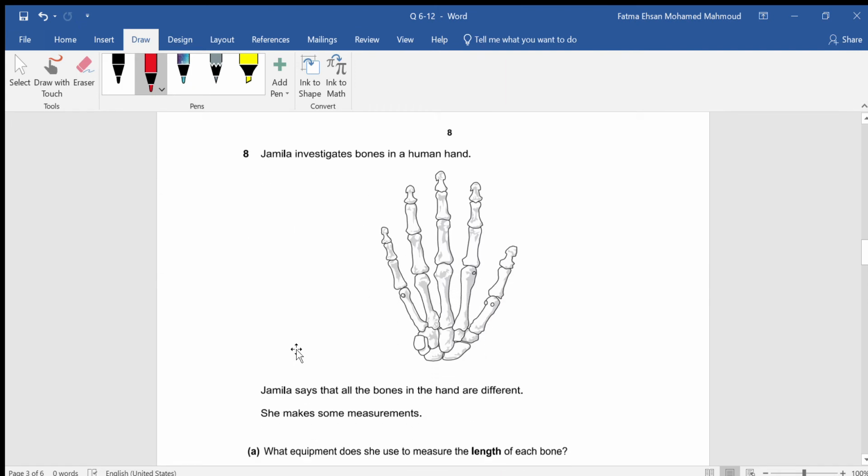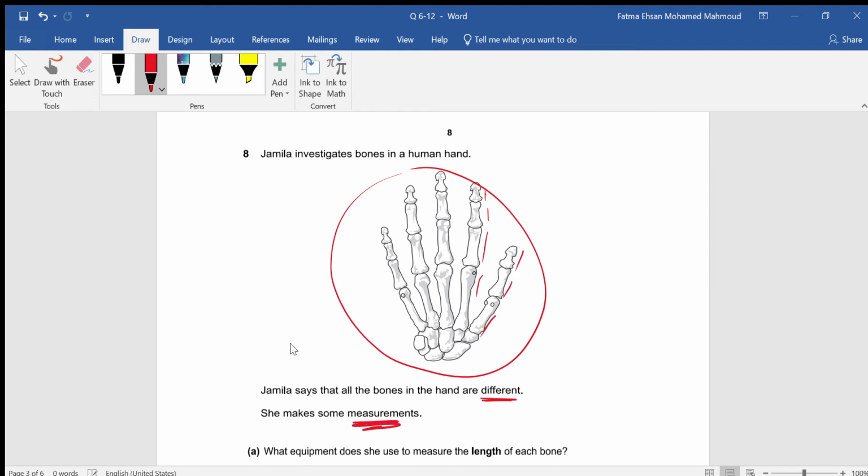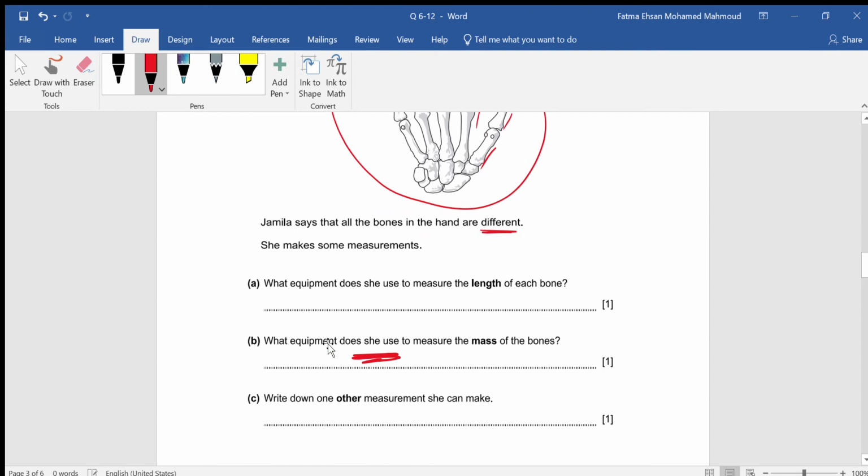Question number 8. Jamila investigates bones in a human hand. Jamila says that all the bones in the hand are different. So this is a human hand, and Jamila is investigating the bones, and they actually look different. She makes some measurements. A. What equipment does she use to measure the length? So what's the measuring tool for the length? Great, we have the ruler, or someone may say measuring tape.